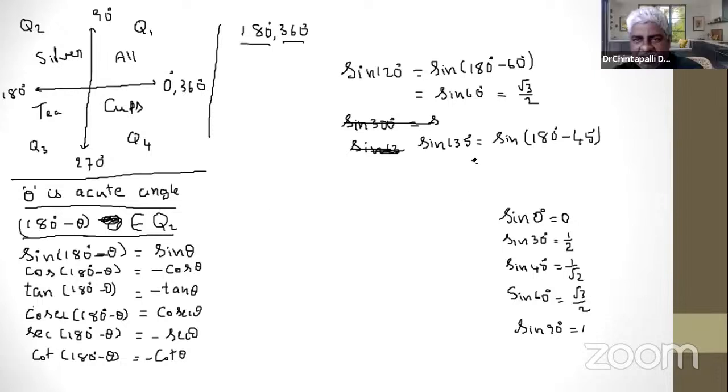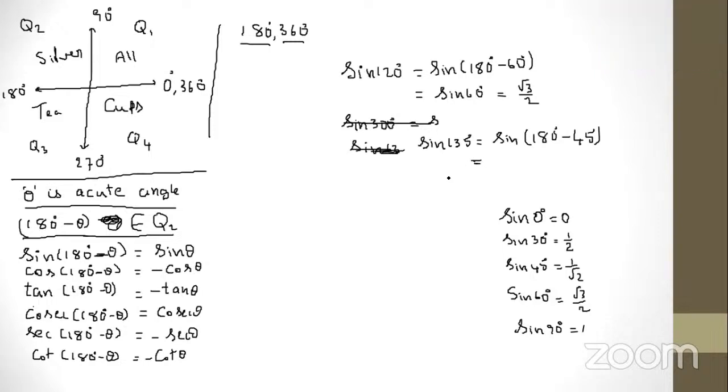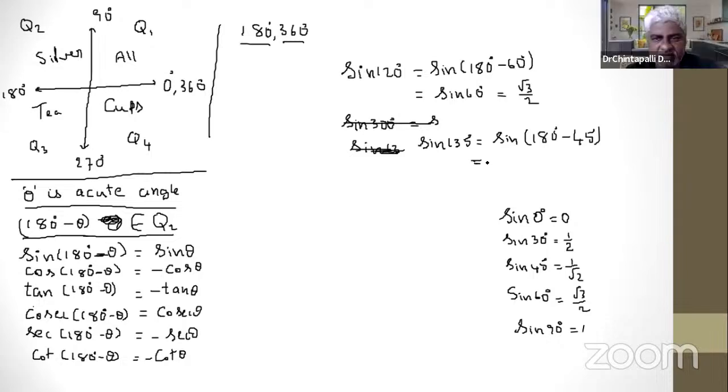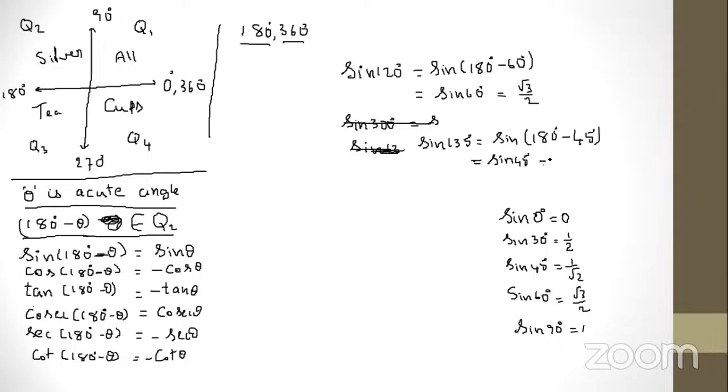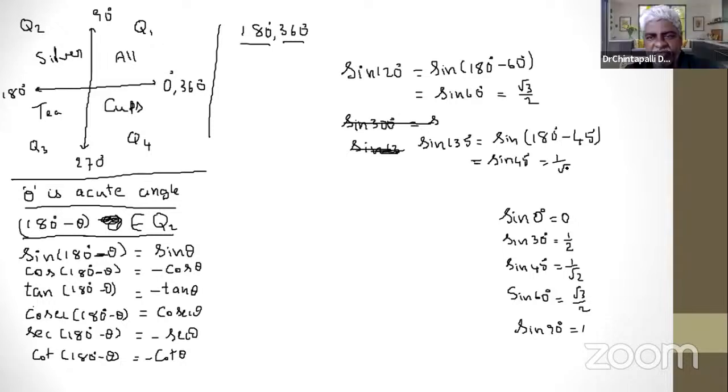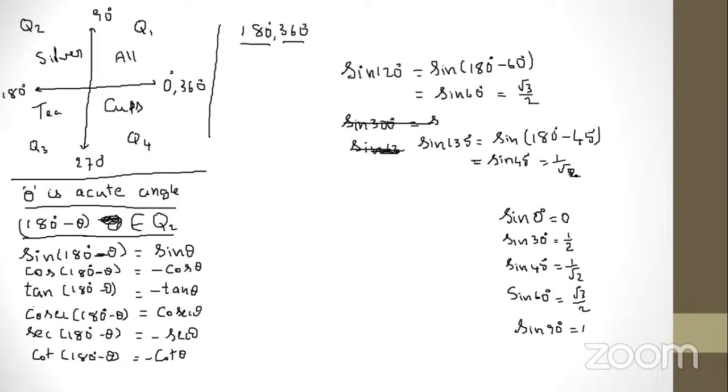Sine of 180 degrees minus 45 is sine 45 degrees. Its answer? Sine 45 is 1 by root 2. So sine 135 degrees is 1 by root 2.